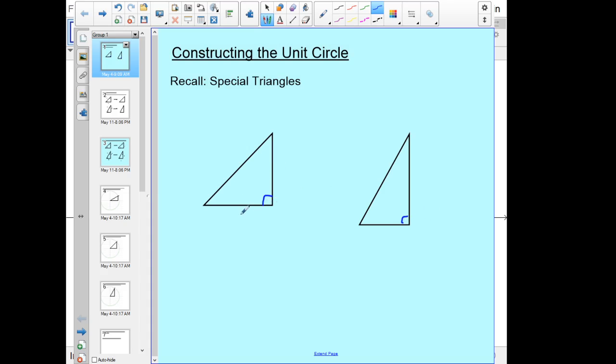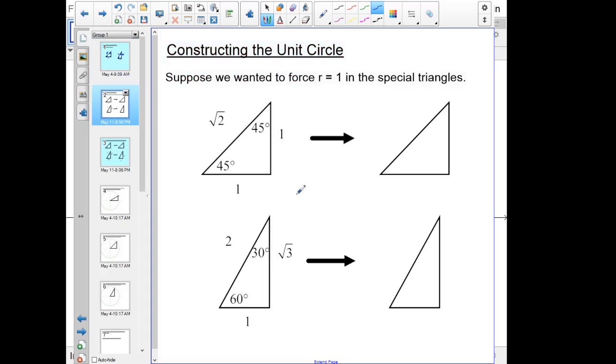So special triangles are typically the 45 degree, 45 degree, 90 triangle, which has sides 1, 1, root 2. That's the proportion of those sides. We have the 30, 60, 90 degree triangle, which has sides 1, 2, root 3. At least that's how they're typically represented. But the important part with these special triangles is the proportion or the ratio of the sides. The actual numbers that we put here don't actually matter as much as you might think.